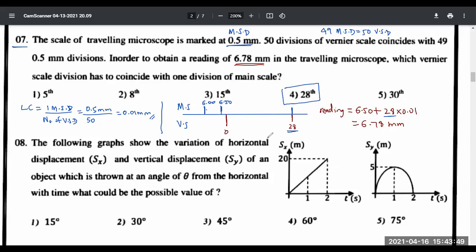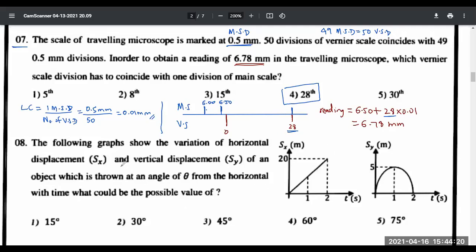Okay. I can't think of any other method to explain this. So hope you can understand this. This is how we take the reading. First of all, we search for the vernier scale 0, and then we look for the main scale mark which is right in front of that. Then you write that first, and then you write the rest by multiplying the vernier scale division coinciding with one of the main scale divisions by the least count. So that is the fourth answer. All right. Good.